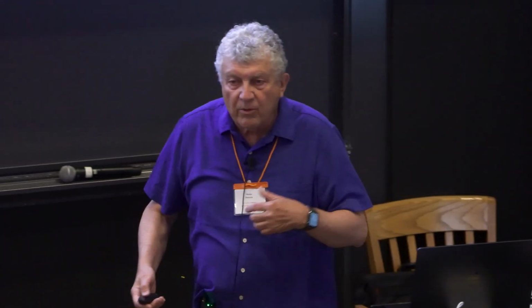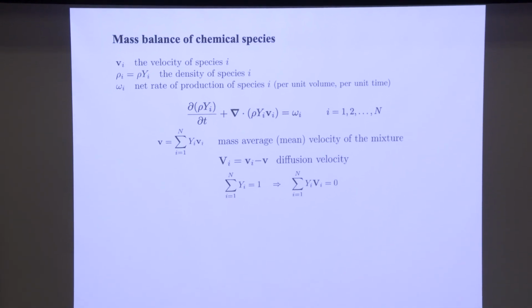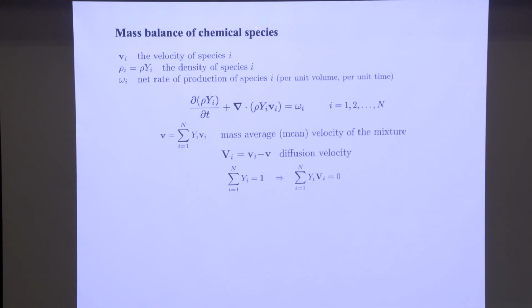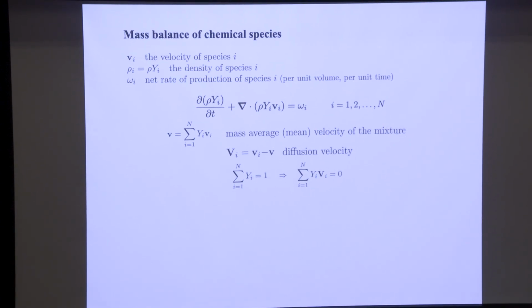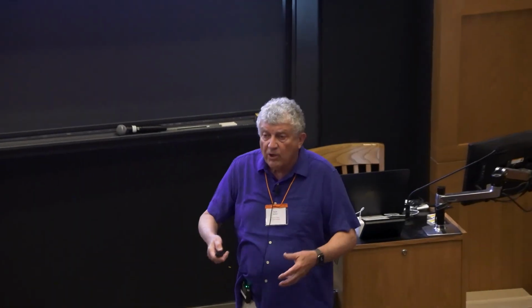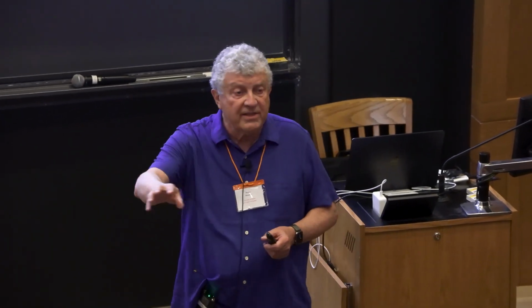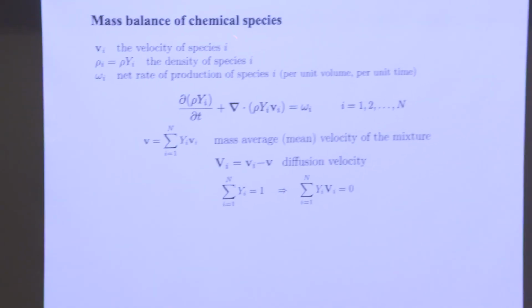So now we want to start using those ideas to write equations for mass, momentum, and energy conservation for the mixture. So we start with the mass balance of different chemical species. Assume that in the mixture there's a species i, for example. We know that species moves at some velocity which we identify as v_i. So v_i is the velocity of that species.